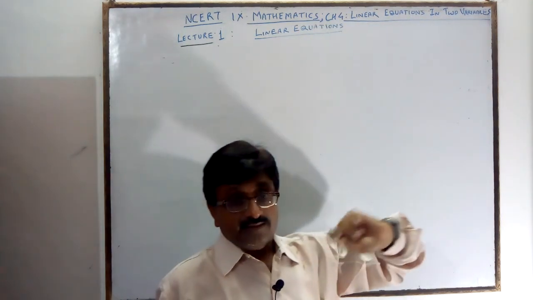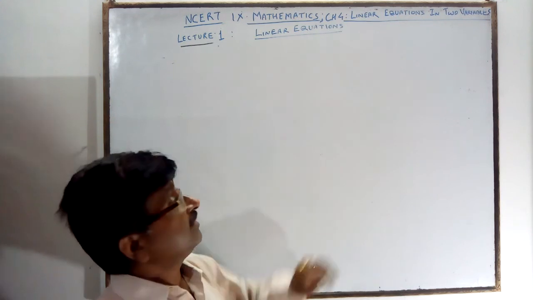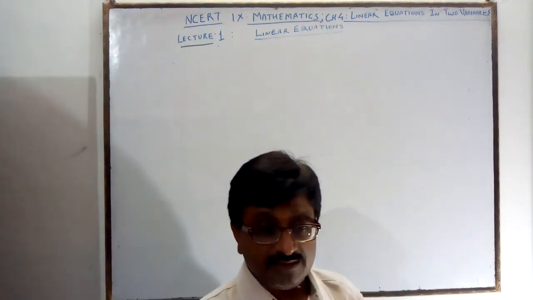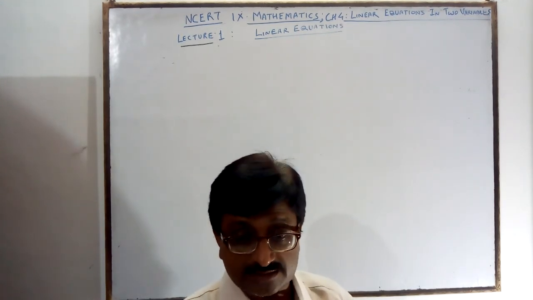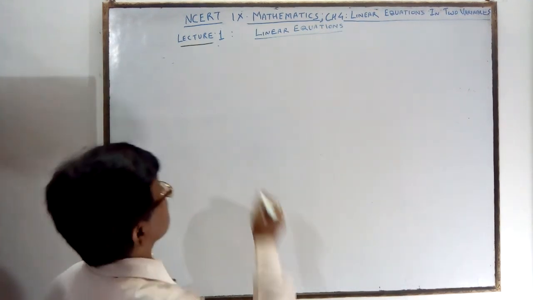NCERT chapter 4, linear equations in two variables, which is a very important chapter. We know equations from previous classes. Linear equations in one variable we know very well. What is a one-variable linear equation?